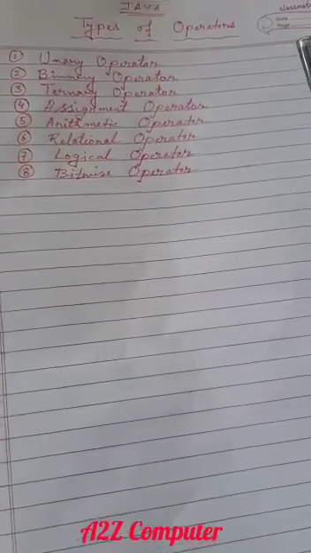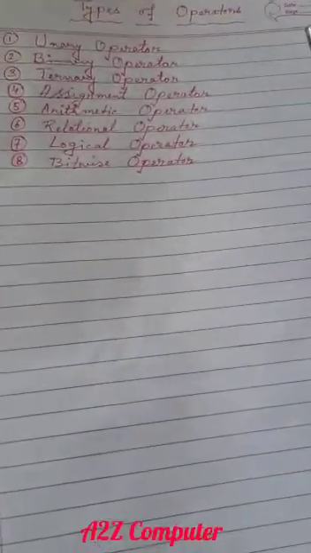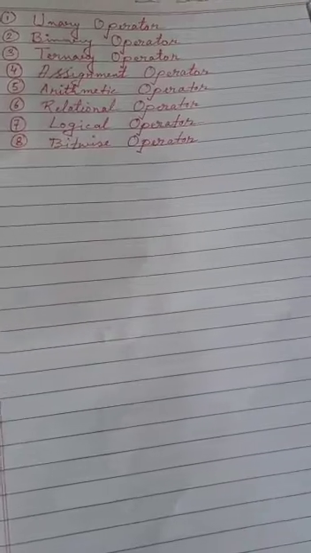Today I would like to discuss the types of operators in Java. Okay, so let's begin. Before starting with the types of operators, let's first become familiar with the concept of operators. What is an operator? Operators are symbols which perform some specific actions with the help of operands, to get a particular result through some expression.